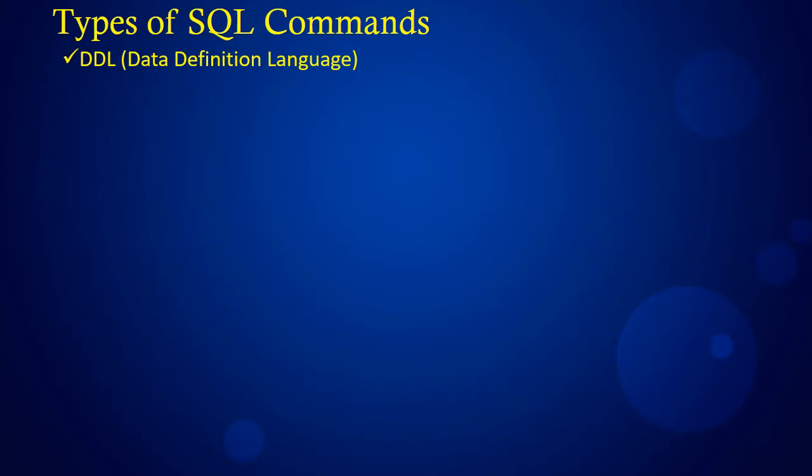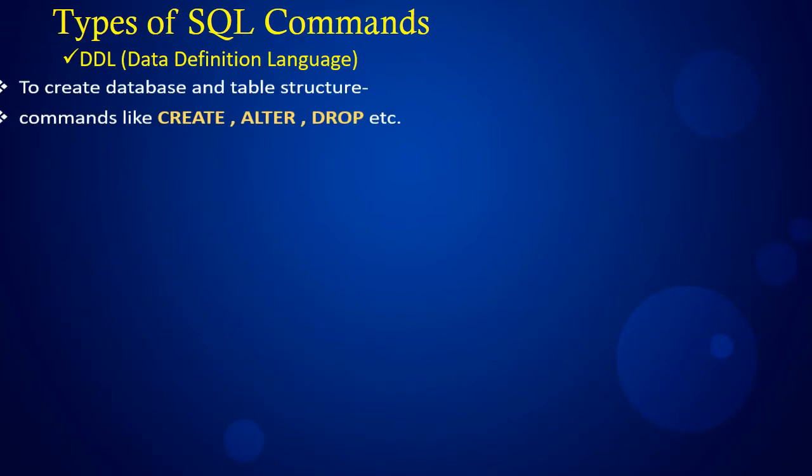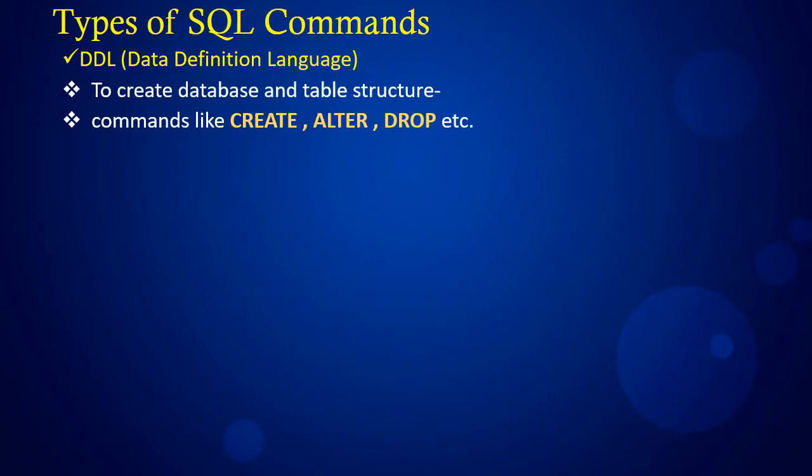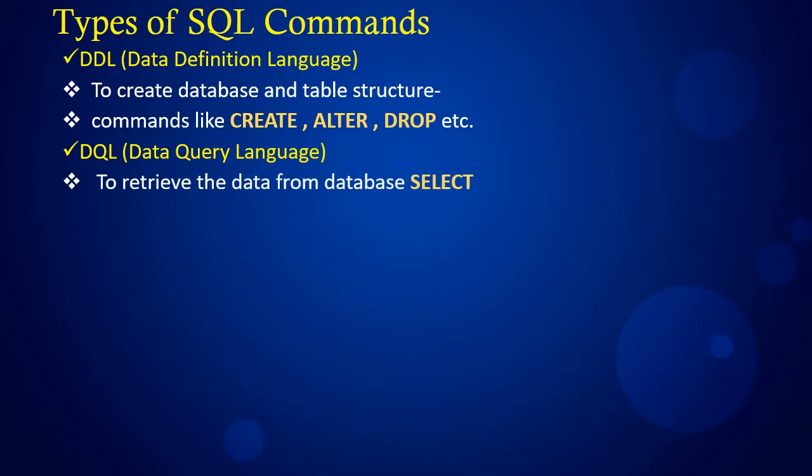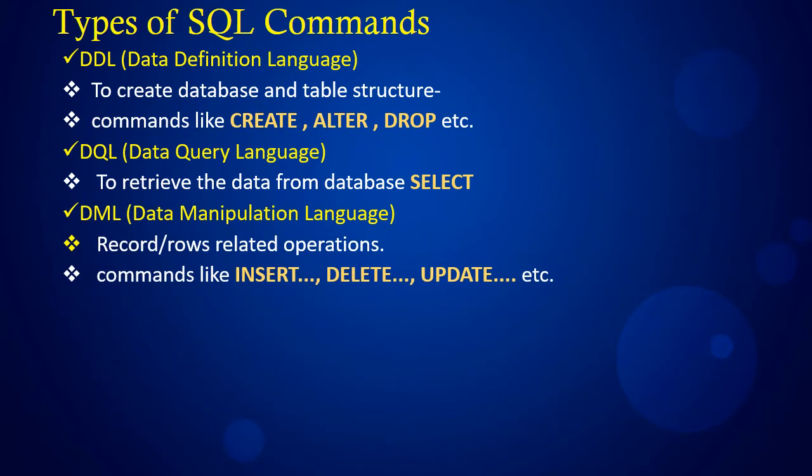The types of SQL commands are, first, DDL, data definition language. These commands are used to create the database and table structures. Example commands are create, alter, drop. Second is data query language, used to retrieve data from the database using the select command. Next, data manipulation language, where we can perform row-related operations. Example commands are insert, delete, update.